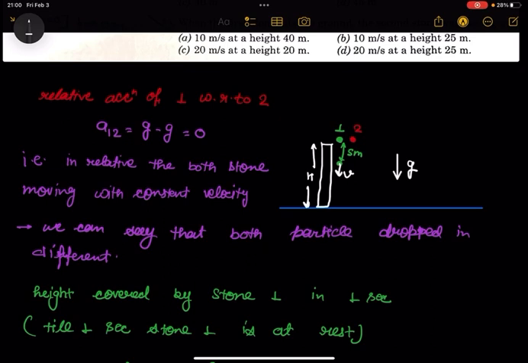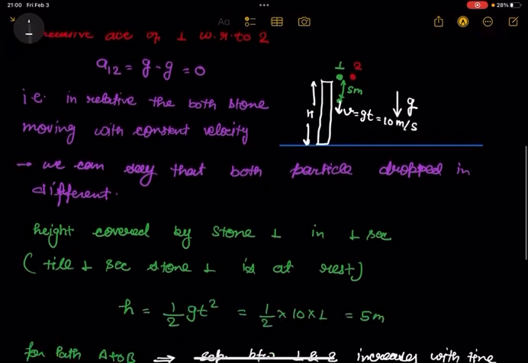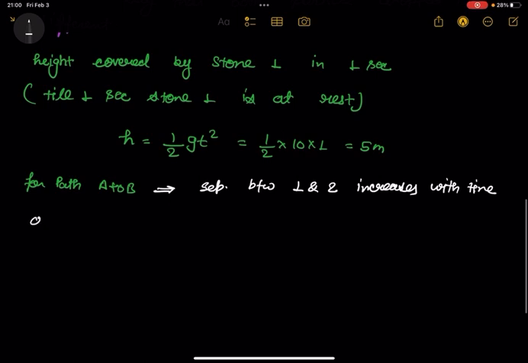Here some velocity v is obtained by stone 1, which is nothing but 10 meter per second, because v is equal to gt. So gt is 10 meter per second. Understood? So at any time t, where t is greater than 1 second.